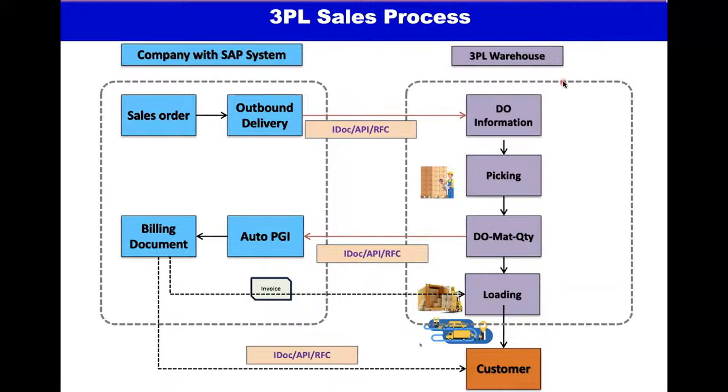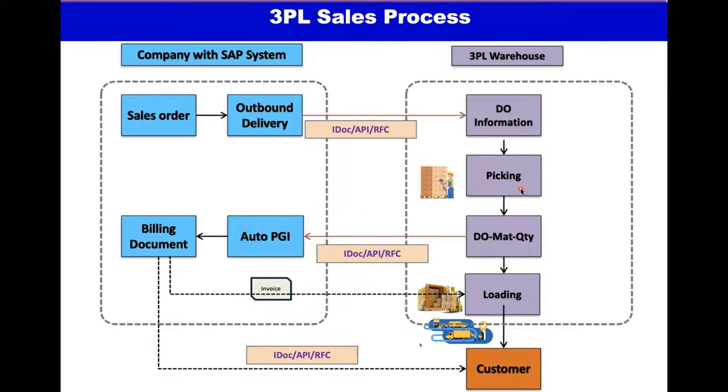Now the 3PL warehouse has got that information, the DO information, with the material quantity and the delivery date, the estimated delivery, whatever plans they have. Based on the information, they generate the pick slip in their system. I didn't mention the pick slip because it depends on the third-party system and what kind of functionalities they have. Based on that, they print the pick slip and give it to the picker, and the picker does the picking. There is no information to our SAP system about this.